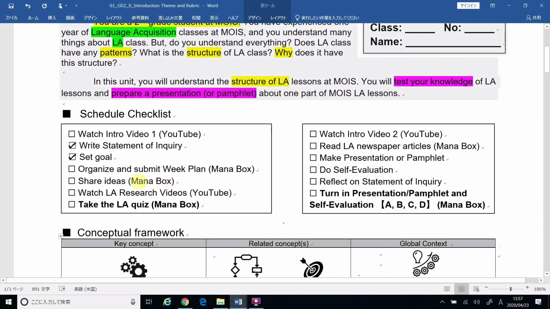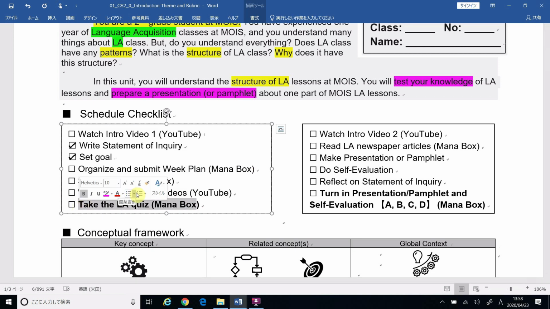So after I submit my week plan on Monobox, I can check this box. And after you finish watching this video, you can check this box. Then all you have to do is share your ideas on Monobox and watch the LA research videos and get ready for the quiz on Monobox.